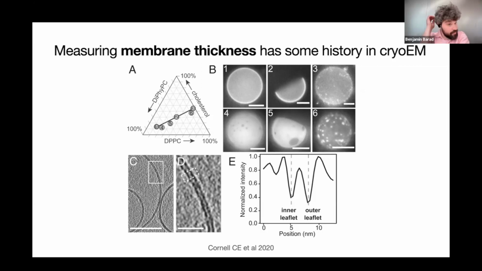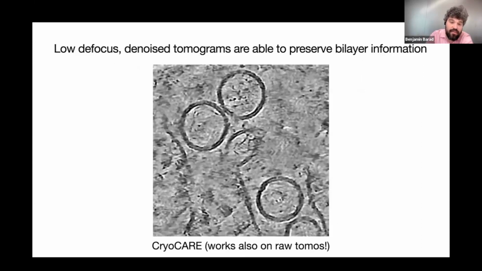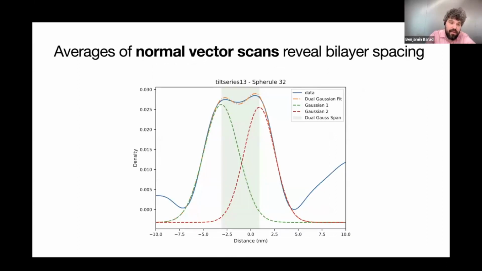And so these tools exist in single particle work, where you're purifying these liposomes and you have perfectly circular membranes. But because we have our mesh that's able to represent a much more complex membrane, we can do the same kind of scanning in biological membranes. And it turns out that in low enough defocused tomograms, you have the leaflet information still there. So you can see the two leaflets. And so we can do our line scan.